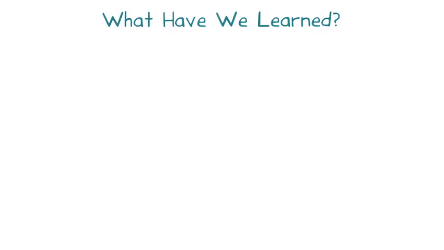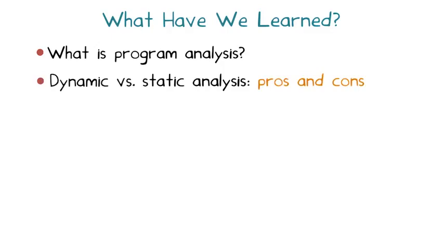Let's recap the main topics that we have covered in this lesson. First, we introduced program analysis, a process for automatically discovering useful facts about programs. We then discussed two kinds of program analyses, dynamic and static analysis. The primary difference between these two kinds of analyses is that dynamic analysis works by running the program, whereas static analysis works by inspecting the program's code. We discussed the pros and cons of these two kinds of analyses. We discussed how dynamic analysis can discover likely invariants and how static analysis can prove invariants.